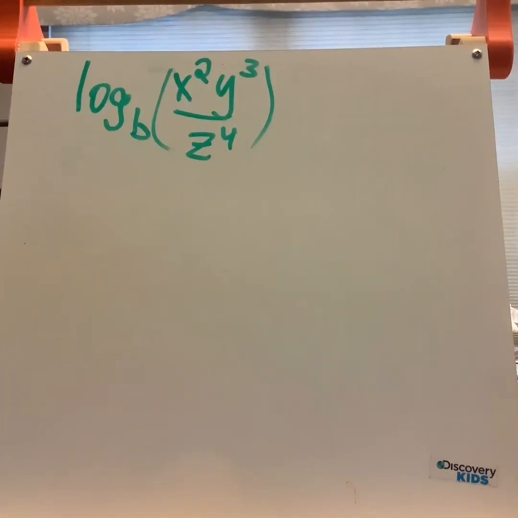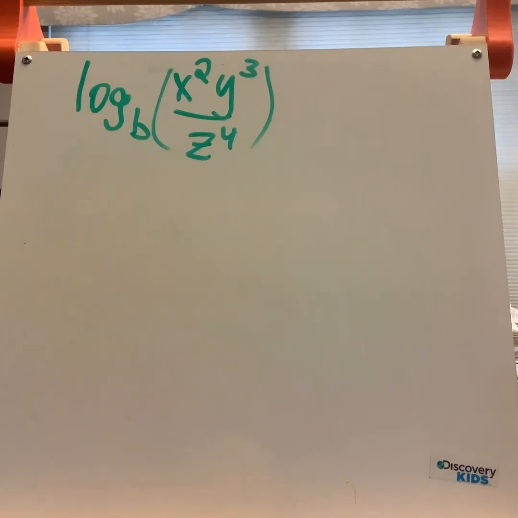Next up, we have the log base b of x squared y to the third over z to the fourth. At this time, I would like you to pause the video, try to see if you can work this problem out, and then once you're done, hit play and we'll go over it. So please pause your video now and try this problem.